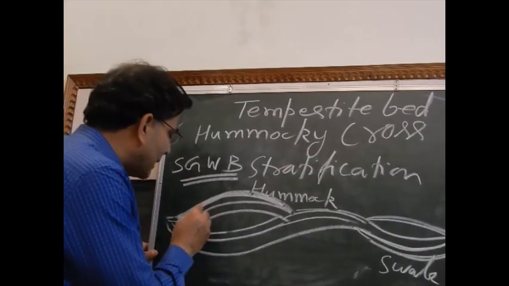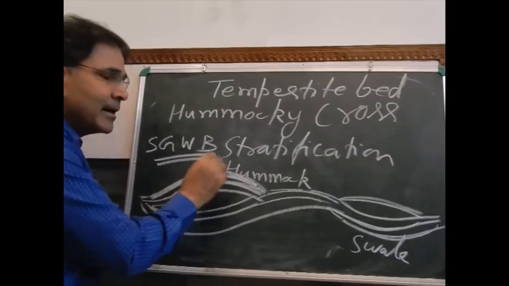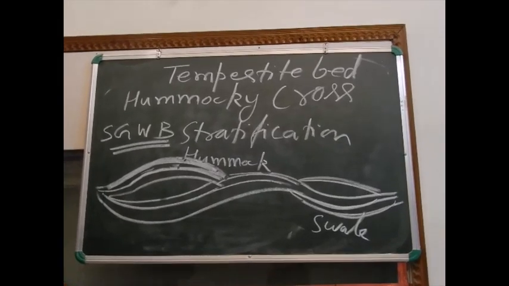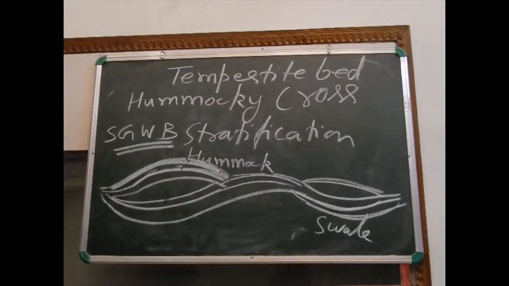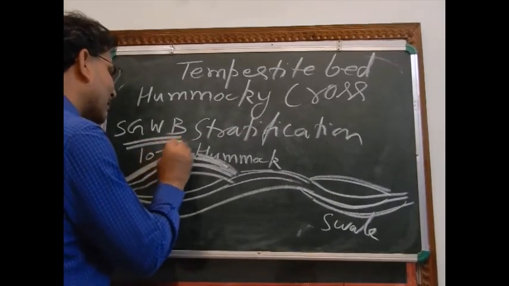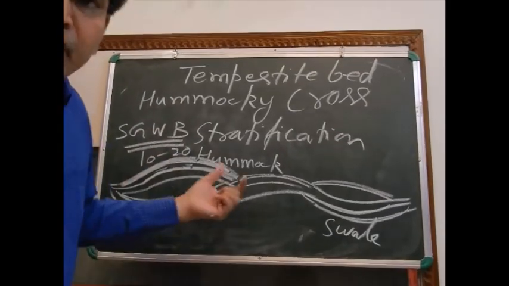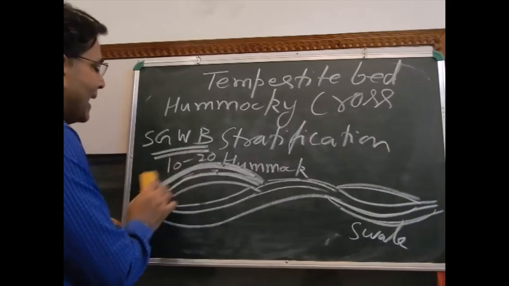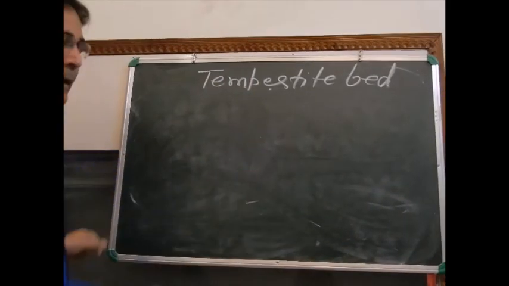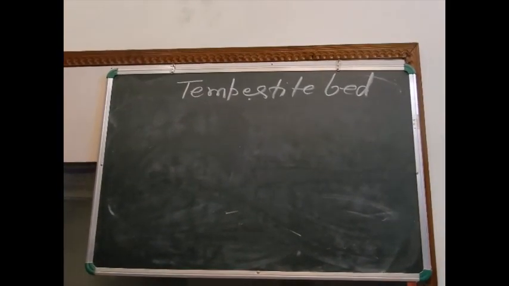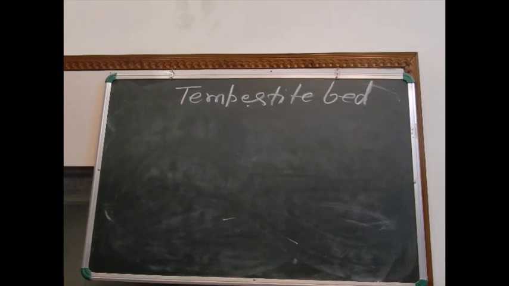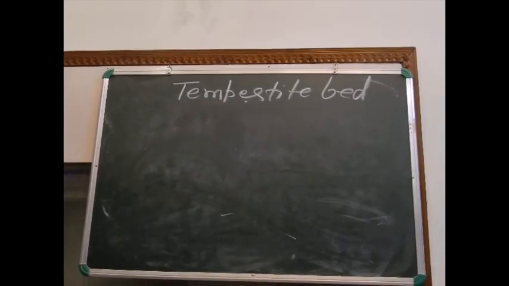And in the case of hummocky cross bedding, the foreset laminations dip in every direction. This is the characteristic of the foreset lamination in the hummocky cross bedding, that they dip in every direction, generally at an angle of 10 to 20 degrees. So this is the hummocky cross bedding and the tempest-type bed, which is very typical of the storm generated wave base and is characterized by the storm deposits.